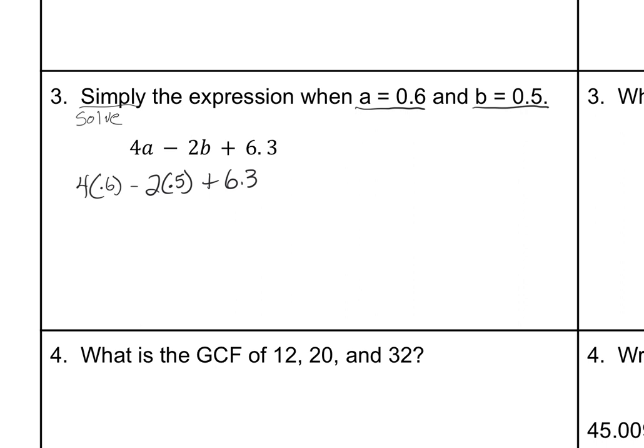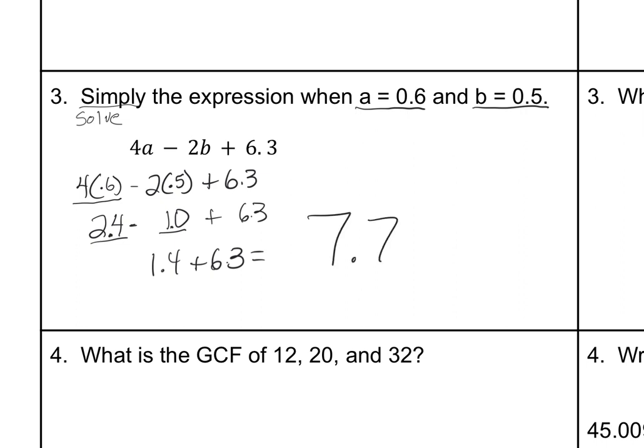We'll start right here and go left to right. The 4 times the 6 gives me 24, or 2 4/10 because of the 1 decimal place. Minus 2 times 5 is 10, but I had 1 decimal place in that problem. Plus 6.3. So I'm going to subtract my 1 from my 2 4/10. That's going to give me 1 4/10 plus 6.3. And when I add those together, I get 7 7/10. Next problem.